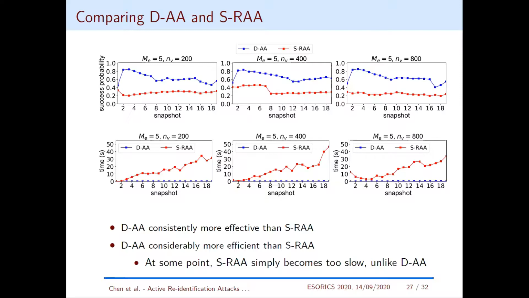First of all, from this graph, we can see that our dynamic attack is consistently more effective than the static attack, as can be seen in the top set of graphs. In the bottom set of graphs, we can see that our dynamic attack is also considerably more efficient than the static attack. The reason is that the static attack, when applied at each snapshot, always has to analyze all possible candidates, and the number of candidates grows with the size of the snapshots. This problem is not faced by the dynamic attack because the temporal consistency constraints allow it to discard the big majority of the candidates and remain efficient at all times.